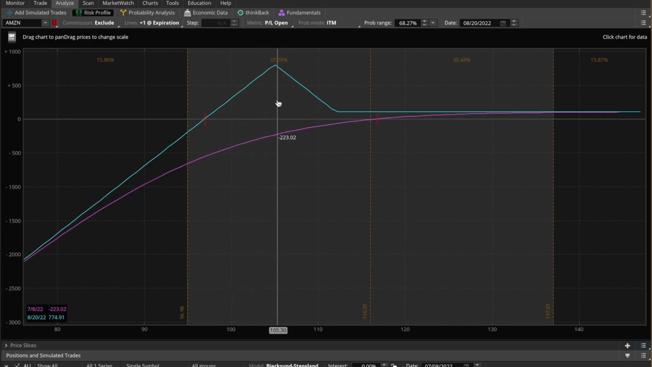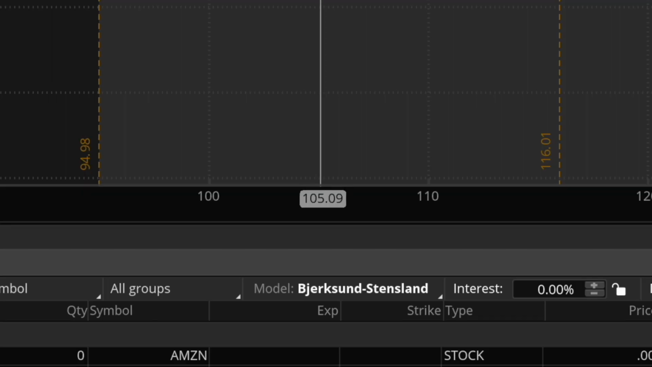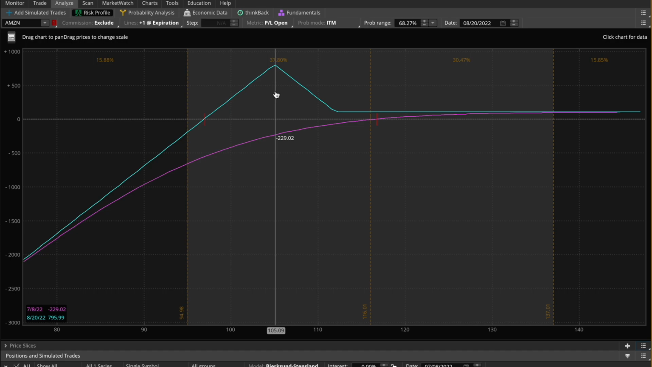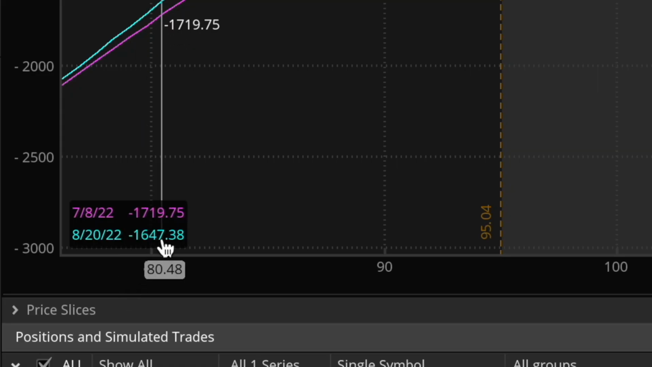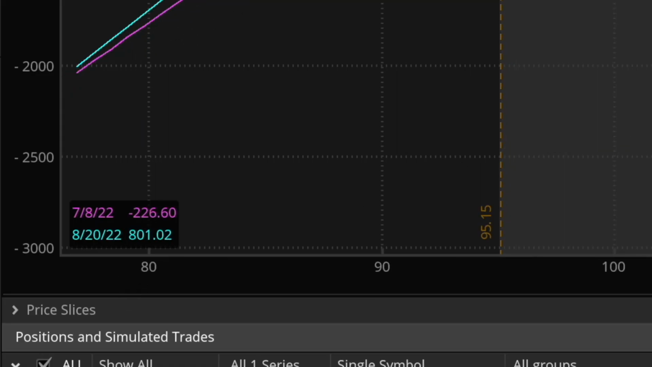Specifically, if by expiration day Amazon is right around $105 per share, which again is my short strike for my 2 short put options, then in this case I'll make the most amount of money, which is roughly around, call it $800 or so on the y-axis. Or again, looking down at the blue number here, you can also see that indeed the max profit on this trade is right around $800.